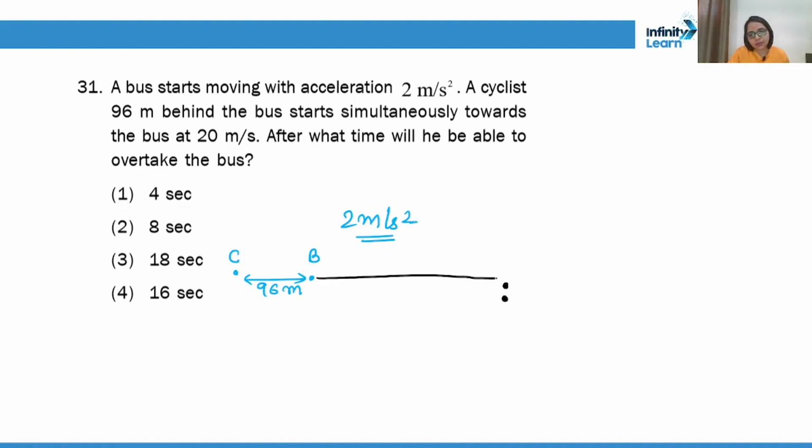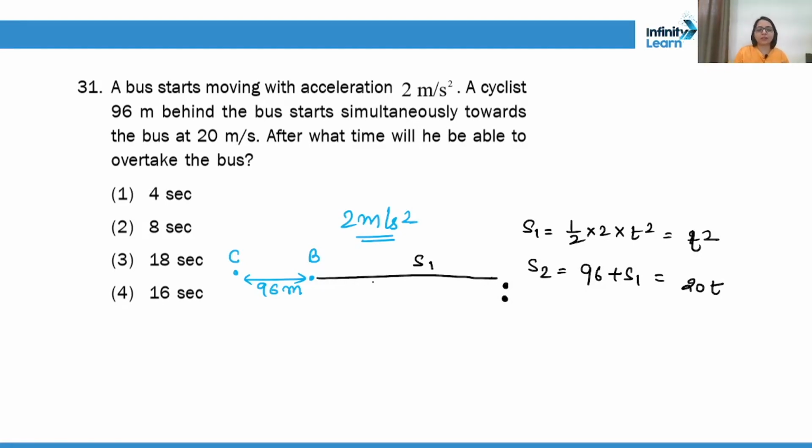So this is the distance covered by the bus, s1, which is equal to half a t square, which is equal to t square. And s2 is the total distance covered by the cyclist, which is equal to 96 plus s1, and that is equal to 20 into t, because I'm assuming that they will cross each other after some time t, right? So 96 plus t square should be 20t. After solving this quadratic equation, we'll get the value of t as 8 seconds.